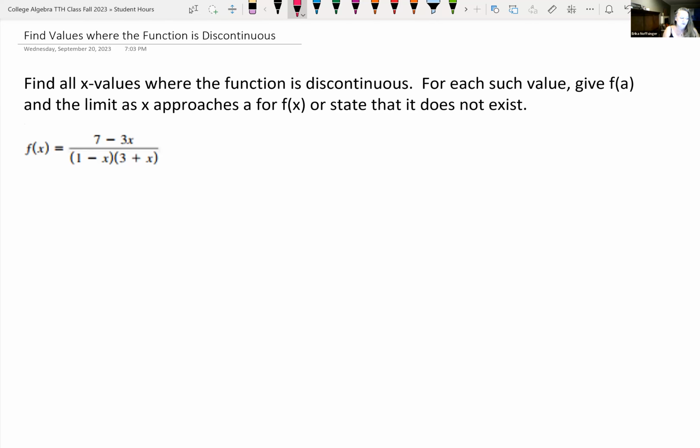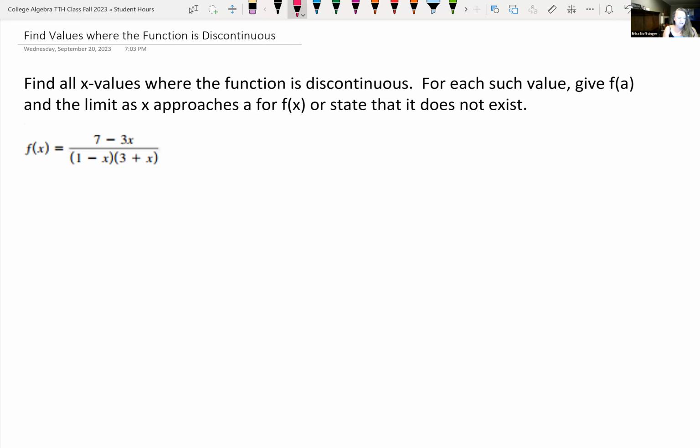In this video, we are going to look at where a function is discontinuous. It wants us to find all values where the function is discontinuous. And for each such value, it wants us to define what f of a is and the limit as x approaches a for f of x, or state that it does not exist.